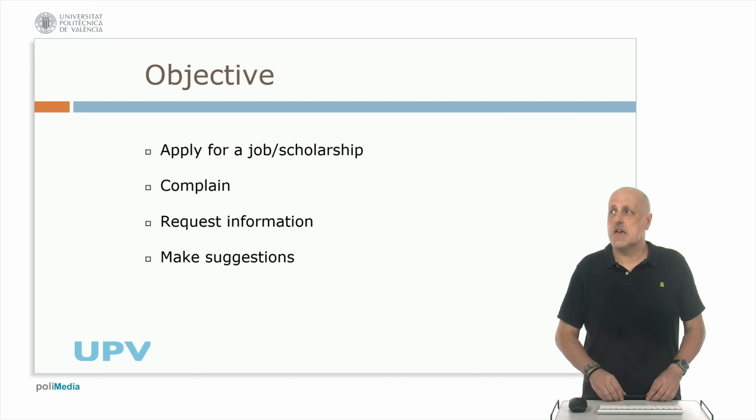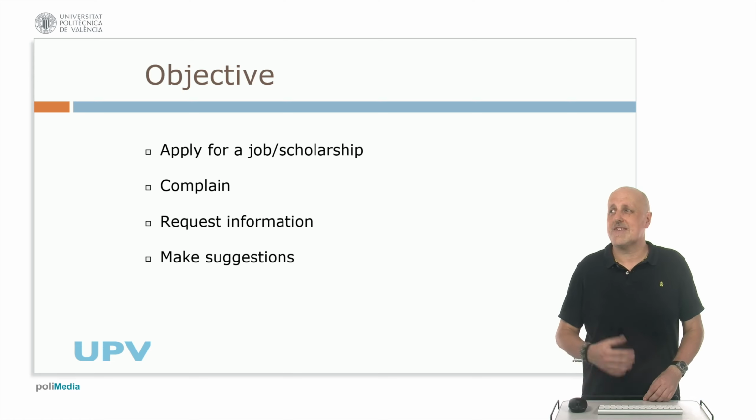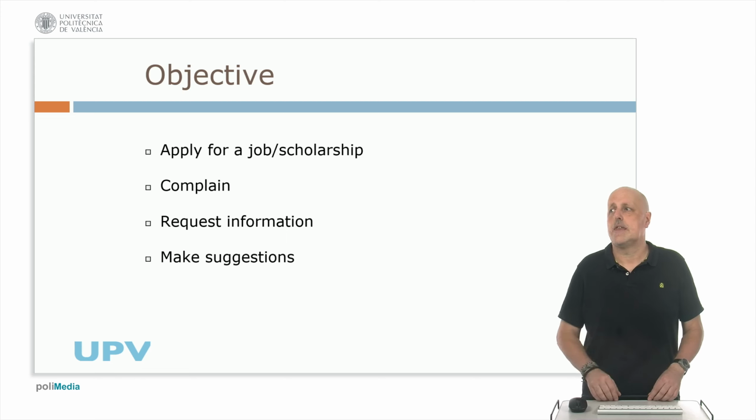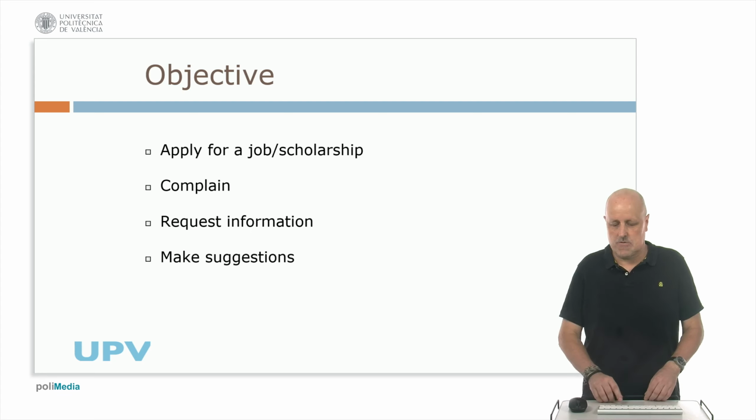The first one is an application for a job, very typical, or for a scholarship. Okay, the second one is a letter of complaint. Something went wrong, so you were promised something and it wasn't satisfied, so you have to complain. To request information is another typical one. And the last one is to make suggestions. Okay, these are all transactional letters.